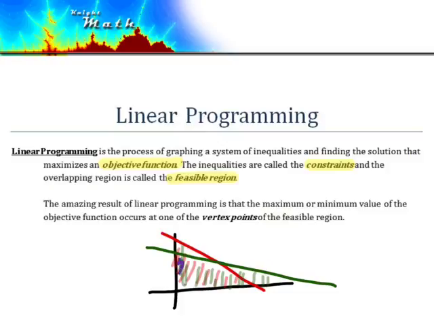Okay, so we find our double shaded region, and we're familiar with how to do that with inequalities. And this double shaded region here has some vertices. And these points are the points that we're going to look at. These are called the vertex points. These vertex points are where we'll find the maximum or minimum for our objective function. So let's see how this works with some examples.